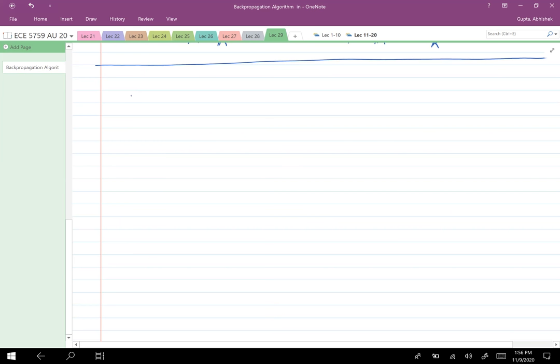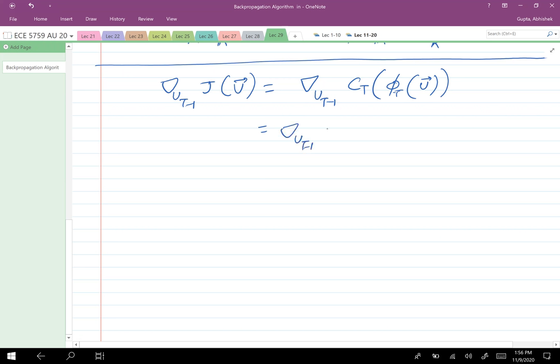So the first thing that I want to do is compute the gradient with respect to u_{T-1} of J of the vector u. This is the same as the gradient with respect to u_{T-1} of c_T of x_T of the vector u. But I can rewrite this x_T in the usual way, as f_{T-1} of x_{T-1}, u_{T-1}. So I have to find the gradient of this composition of two functions.